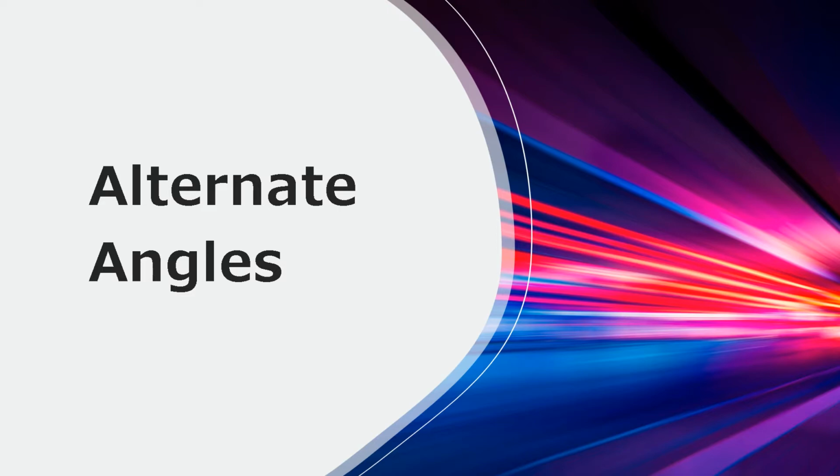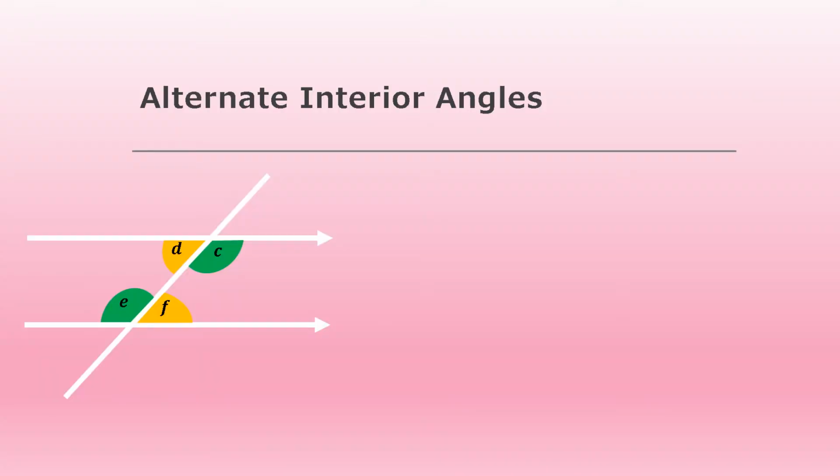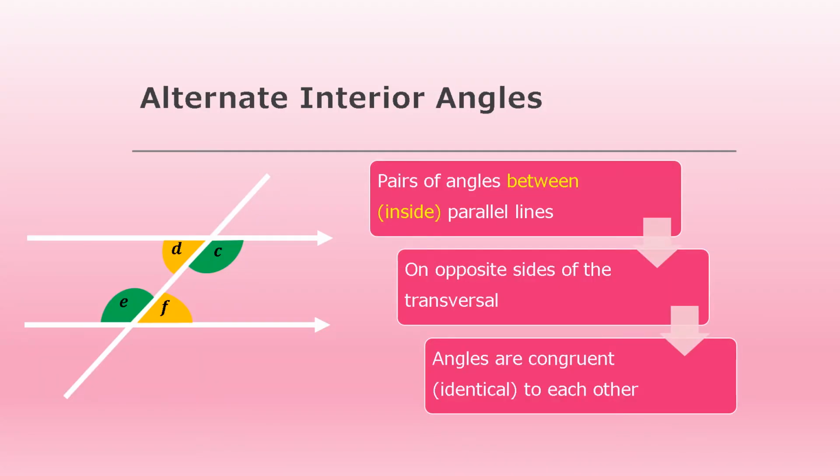Interior means inside, or in this case, between parallel lines. Alternate is defined as every other. So alternate interior angles are pairs of angles between or inside parallel lines. They are on the opposite side of the transversal, and these angles are congruent or identical to each other, which means they measure the same degree.